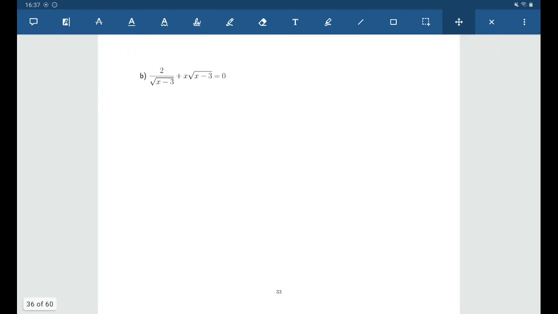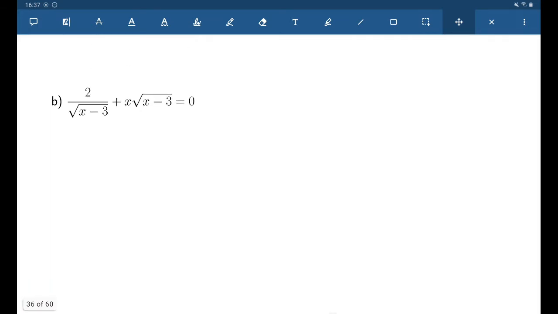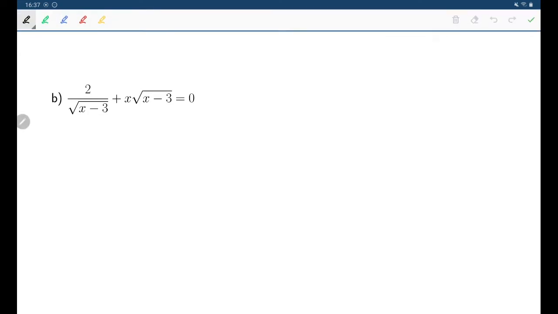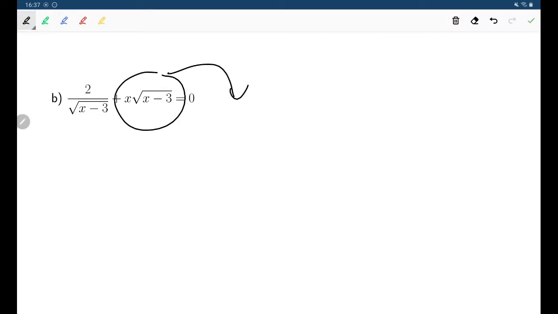All right, next one up. You might notice this is a radical equation, so we could solve this by squaring both sides of the equation. That's one thing that we could do. I could isolate a radical, square both sides, then clean things up.